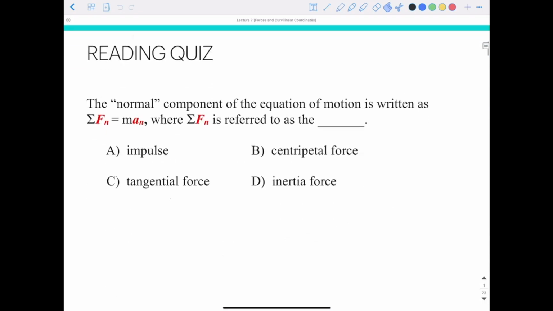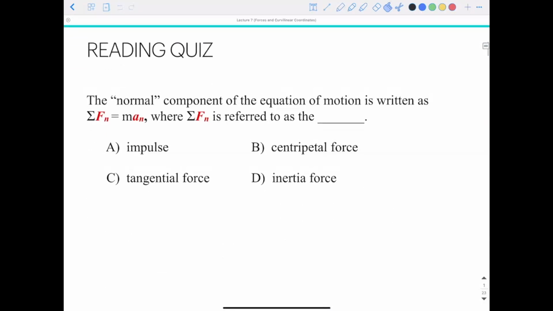So let's start off with our reading quiz. The normal component of the equation of motion is written as this equation here: sigma Fn is equal to m times An, where sigma Fn is referred to as the what? The impulse, the centripetal force, the tangential force, or the inertial force.